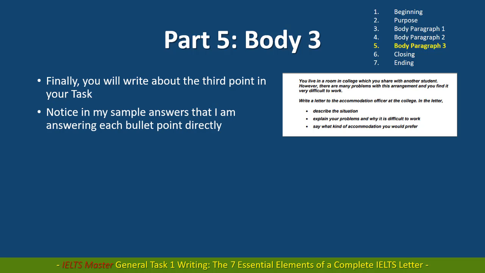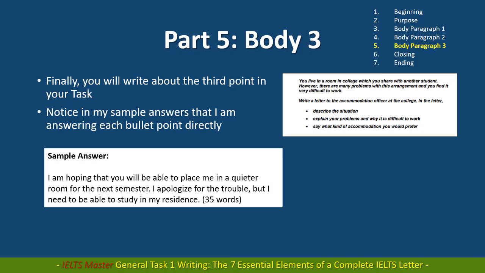And notice in my sample answers that I'm answering each bullet point directly. All right. So here in the sample answer, we have, I am hoping that you will be able to place me in a quieter room for the next semester. I apologize for the trouble, but I need to be able to study in my residence. So this says what kind of accommodation you would prefer. I would prefer a quieter room for the next semester. I'm telling them what I want.